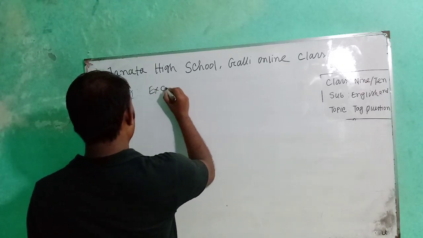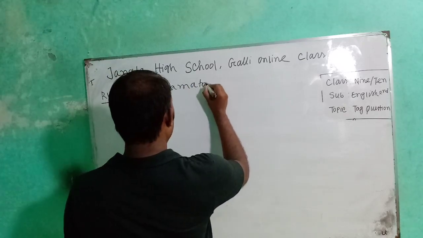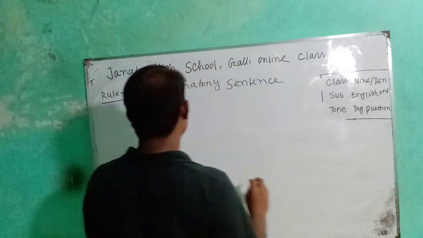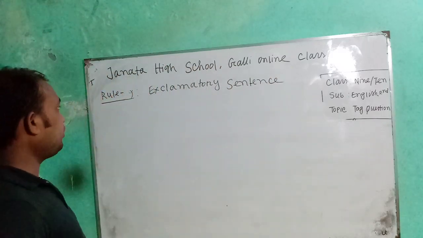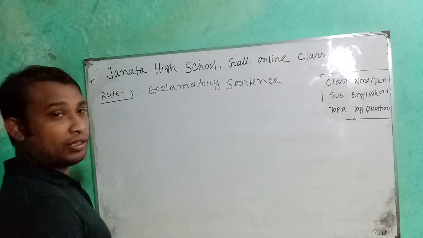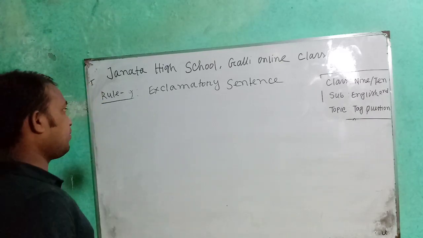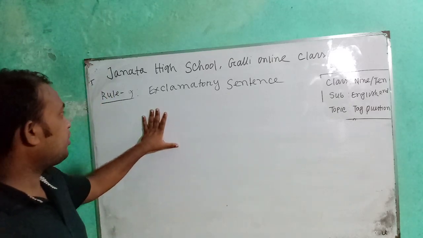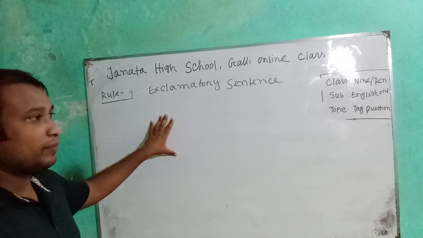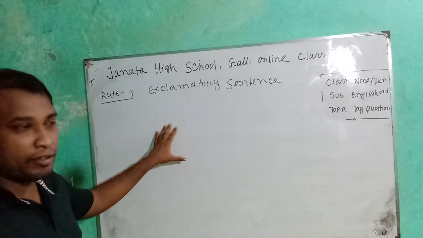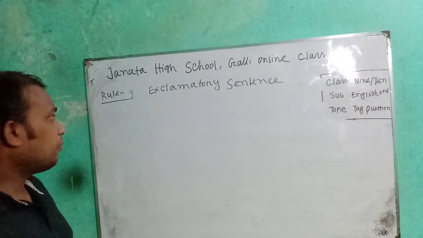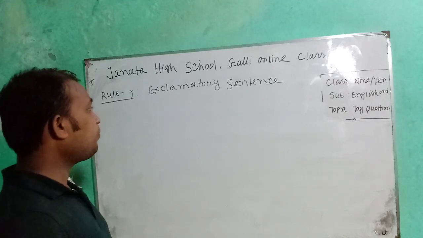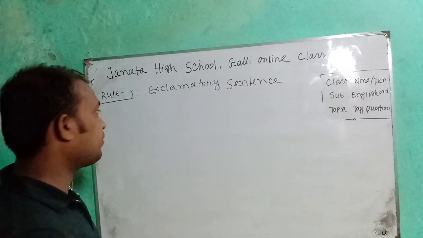Exclamatory sentence. In order to make a question tag from an exclamatory sentence, we follow the same rule as for an assertive sentence. But there is a difference between an assertive or statement sentence and an exclamatory sentence. In an assertive sentence we find subject and verb at the beginning, but in an exclamatory sentence we find subject and verb at the end of the sentence.